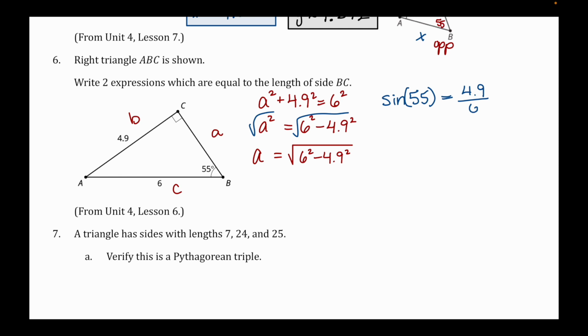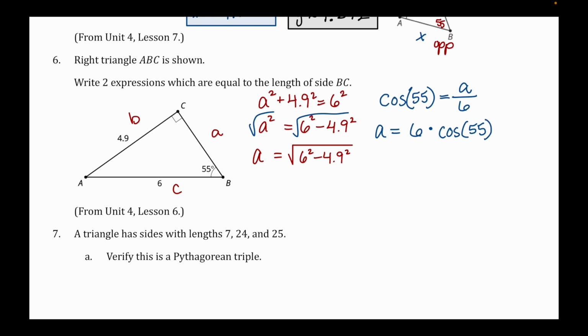I am so sorry. I already have all of that. That's not going to make sense. It should be equal to 4.9 over 6, but I want to find A. I want to find the piece that's missing. That's my adjacent. So rewind. We're going to do cosine of 55, and that's going to be equal to A over 6. So I can also say that A is equal to 6 times the cosine of 55.